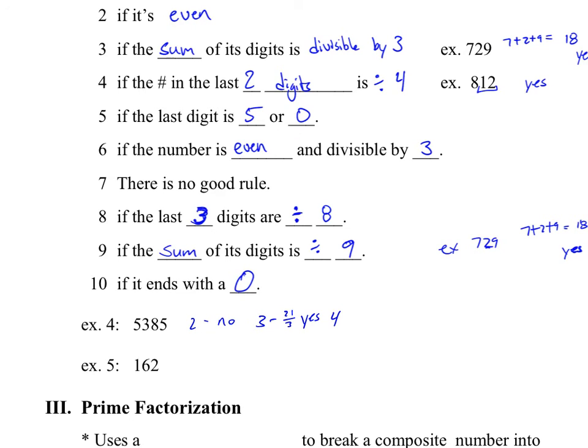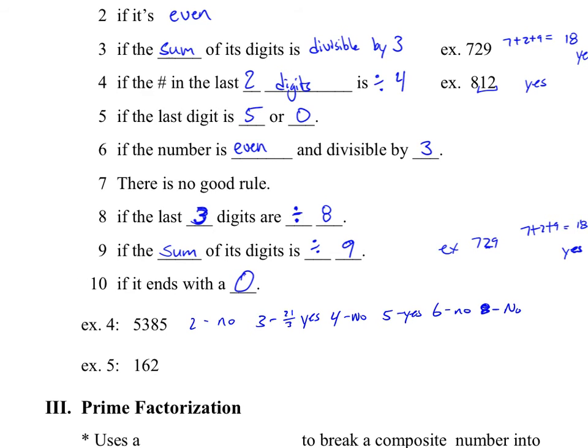4, what was my rule for 4? If the number in the last 2 digits is divisible by 4. The last 2 digits, so 85. No. 5, yes. 6, should be easy. No, because 2 doesn't work, right? 7, we're not going to worry about. 8, the last 3 digits. No.